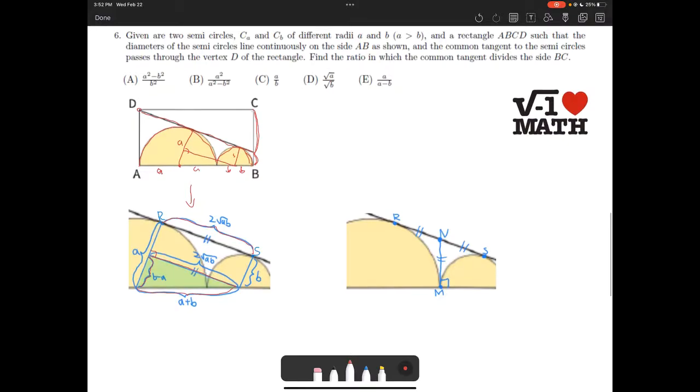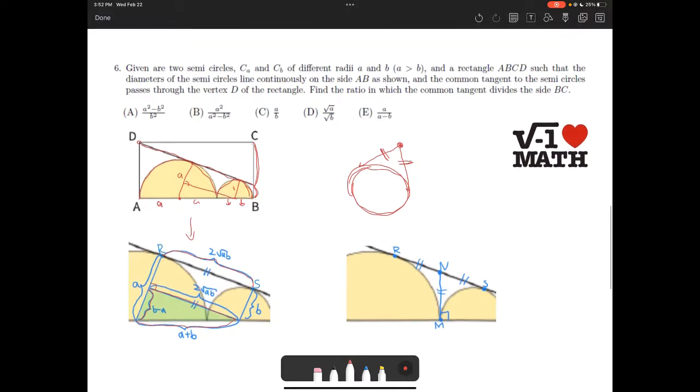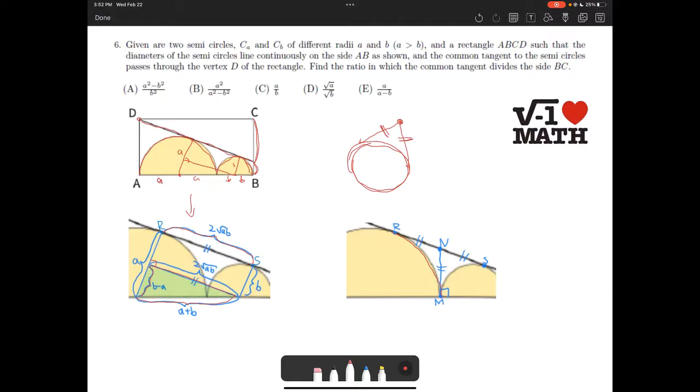Now we're going to apply something else. We have power of a point, one of the variations of which states that if we have 2 tangents from the same point to the same circle, then this side length is equal to this side length. So here we see that to this circle, we have 2 tangents from M, which we're going to denote as the intersection point of the 2 semicircles. We're going to raise a perpendicular, and it's going to hit RS at N.